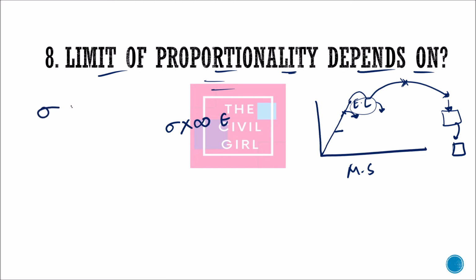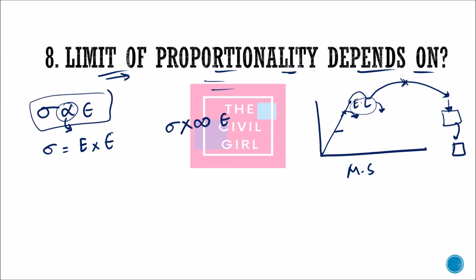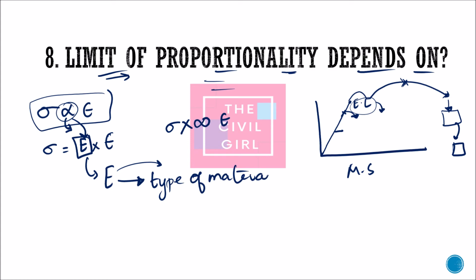Now coming again to the proportionality limit. We know that stress is directly proportional to strain until the proportionality limit. This is equal to Young's modulus into strain. So it is quite clear that the limit of proportionality is dependent on this Young's modulus. So the question here is really, what does this Young's modulus depend on? Young's modulus depends on the type of material only. We know that it is different for steel.